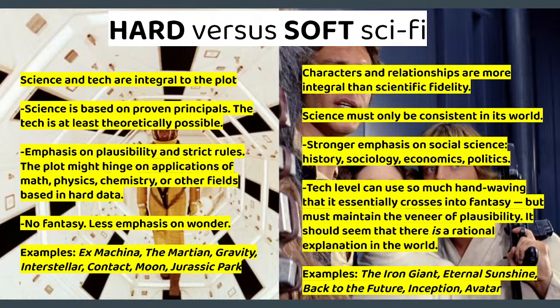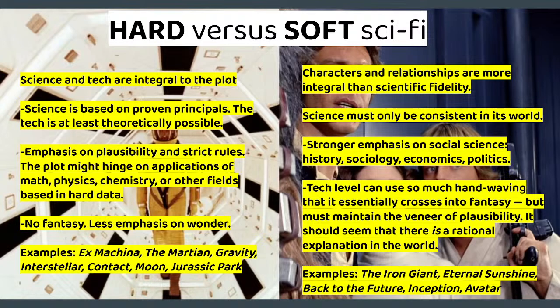And then we have soft sci-fi on the other end, where characters and relationships become more integral than scientific fidelity. Science doesn't really have to be consistent with how it works in the real world. It really only has to be consistent in that world. We have a stronger emphasis on social sciences, things like history, sociology, economics, or politics, taking precedence over physics and chemistry and hard data. Tech levels can use a lot of hand-waving and fake explanations, and it sometimes does cross over into fantasy, but it does have to maintain that veneer of plausibility. It has to seem, at least, that there is a rational explanation for how these things work in the world, even if we don't have to fully draw out a diagram to show us how laser guns work.